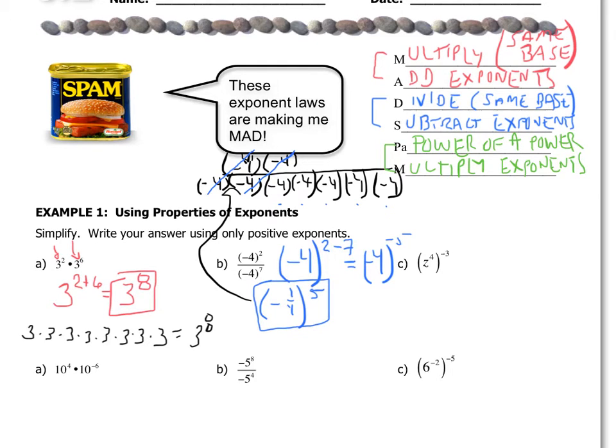So looking at C, again we have Z, and we're going to take a 4 and multiply the negative 3 to give me Z to the negative 12 power. You're just multiplying the exponents. Now again, we wanted to see the negative exponent as a positive exponent. So remember, to do that, we flip the base, and it becomes 1 over Z now to the positive 12 power.